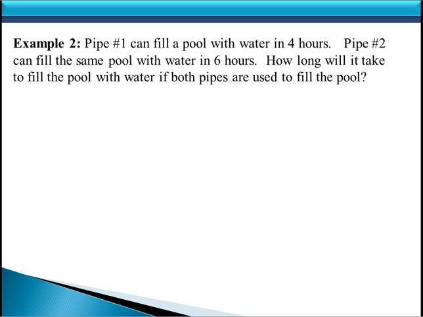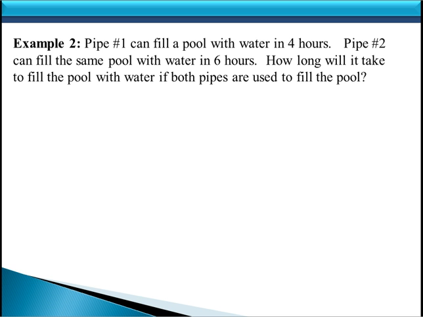Okay, so let's look at an example. Here we have pipe number 1 can fill a pool with water in 4 hours, and pipe number 2 can fill the same pool with water in 6 hours. And what we want to know is how long will it take to fill the pool with water if both pipes are used to fill the pool. So if we let both pipes fill the pool at the same time, how long would that take?